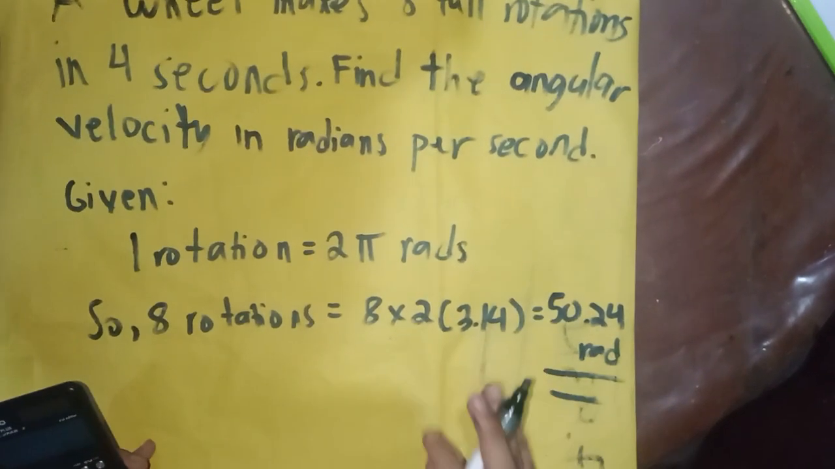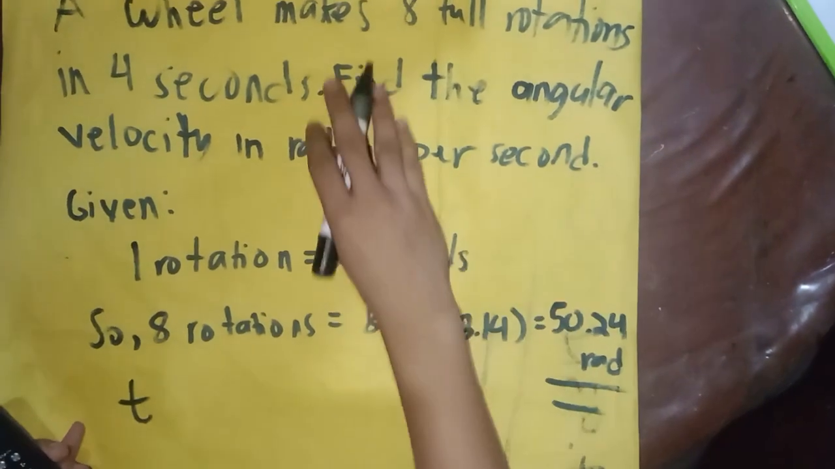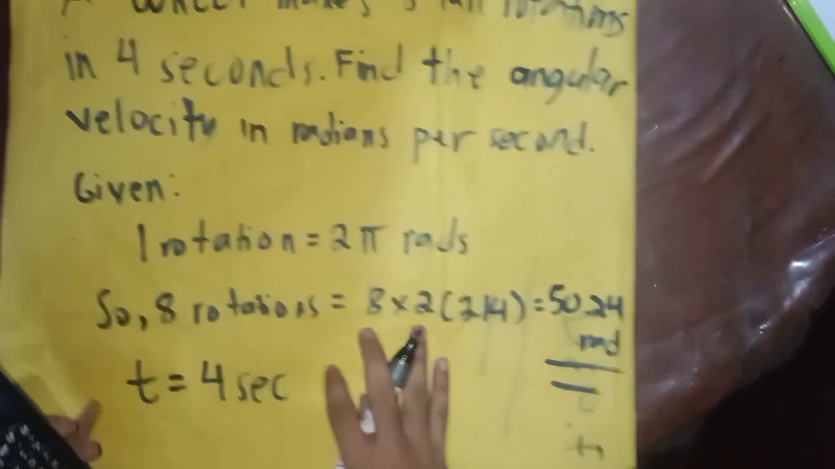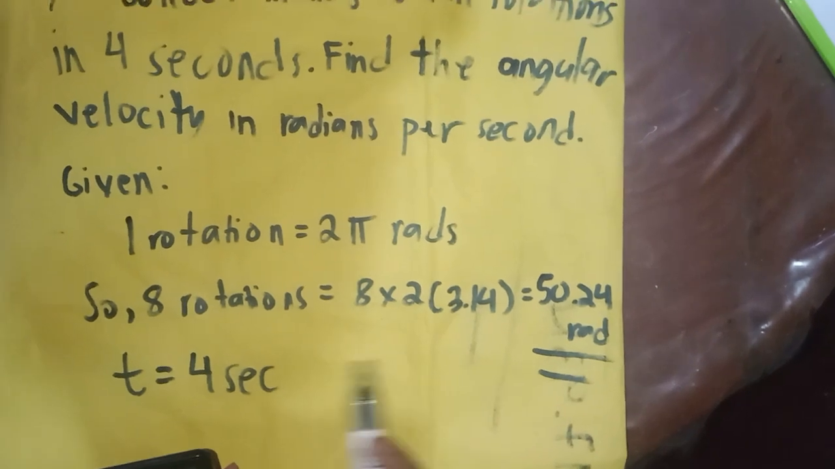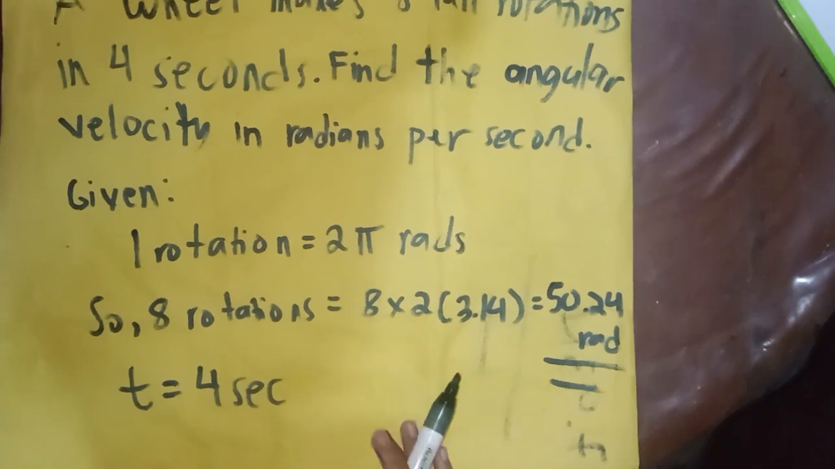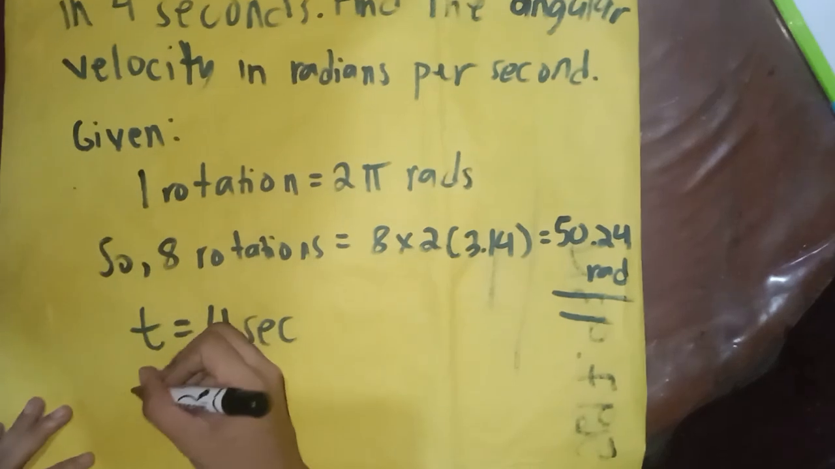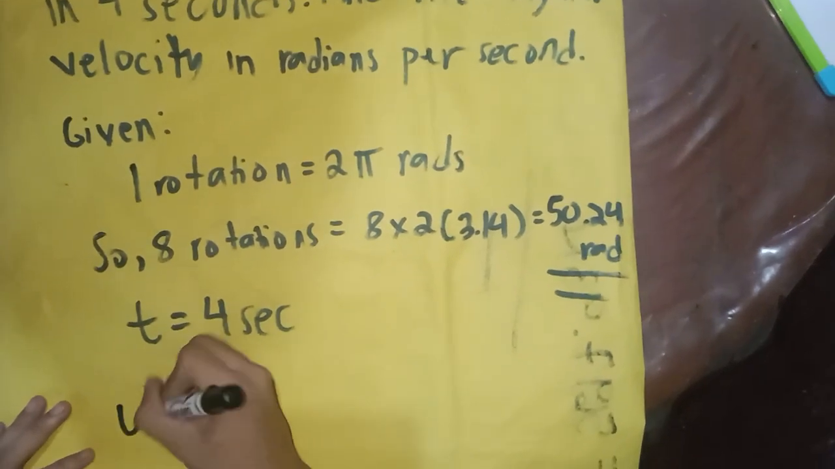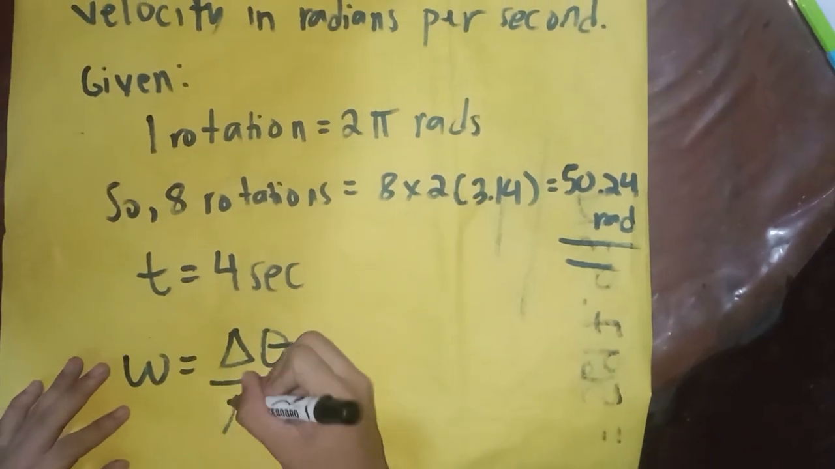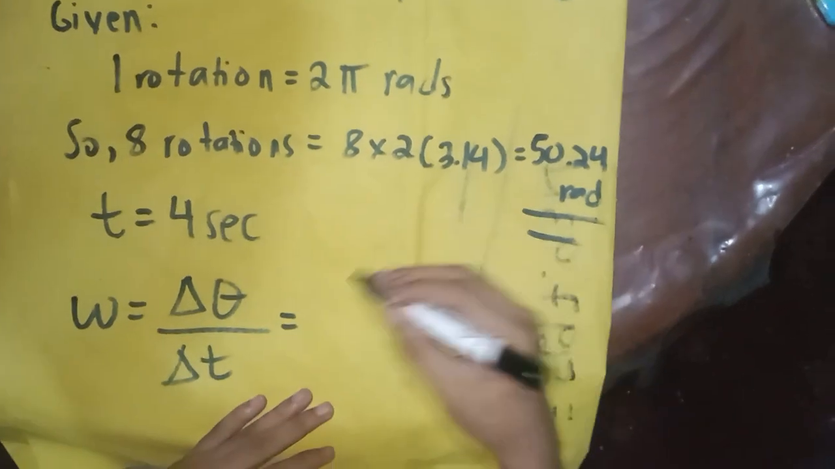The value of our time is 4 seconds. Since we already have the value in rad, let's just write the formula. The angular velocity is equal to the change of angular displacement over the change of time. So let's just substitute the given.